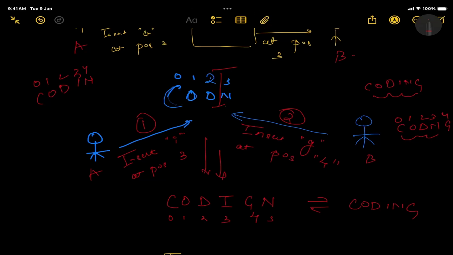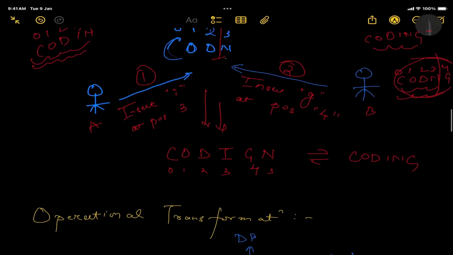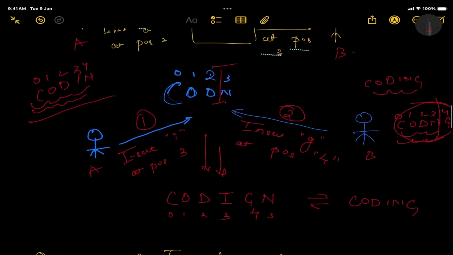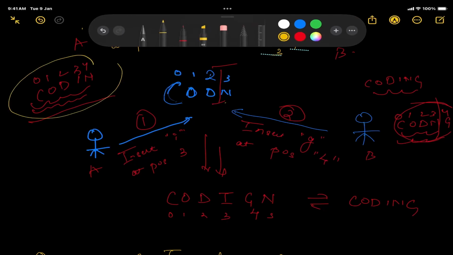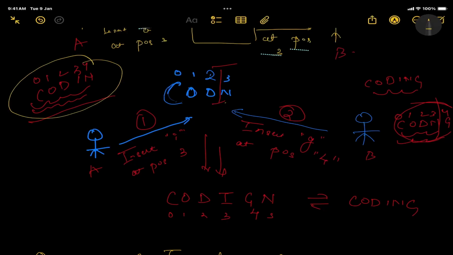But the problem is, user A wants this, user B wants this, but let's assume the server processed user A's change already. That means the string is not CODN anymore, it is CODIN. So the server sees user A wrote first, the server processed it, so it will be CODIN. Now the server gets the request from B to insert G at position 4.